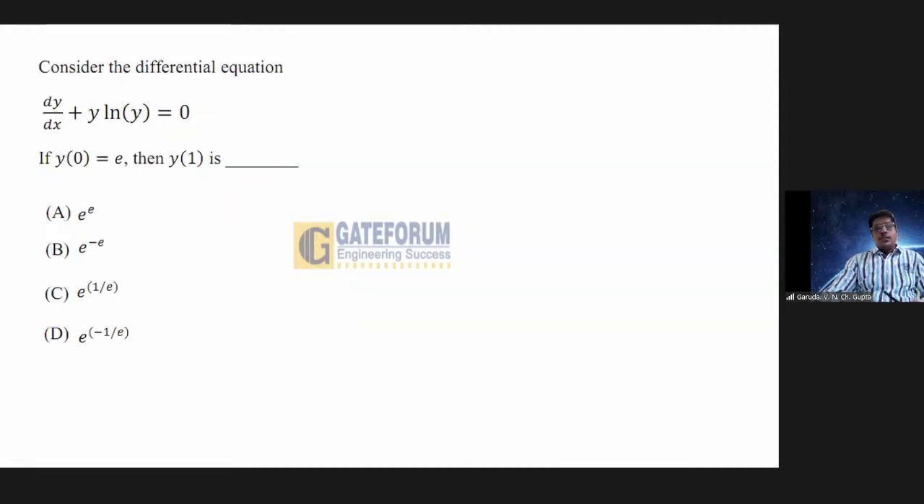Next. This is the question related to differential equations. Consider the differential equation dy by dx plus y log y is equal to 0. If y of 0 is equal to e, then y of 1 is. Four options A, B, C, D are given. Solution. The differential equation, usually represented as dy by dx, is written in short form.